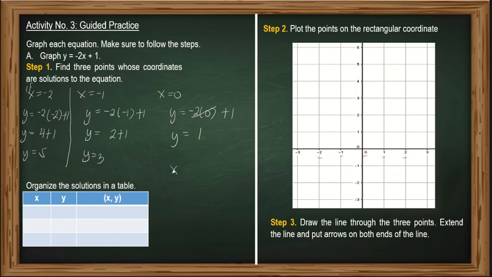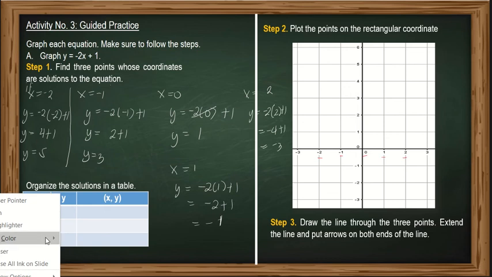Then if our x is equal to +1, we have y is equal to -2 times 1 plus 1. So -2 times 1 is -2, plus 1 is -1. Then lastly, if x equals +2, then y is equal to -2 times 2 plus 1. So we have -4 plus 1, y is equal to -3.